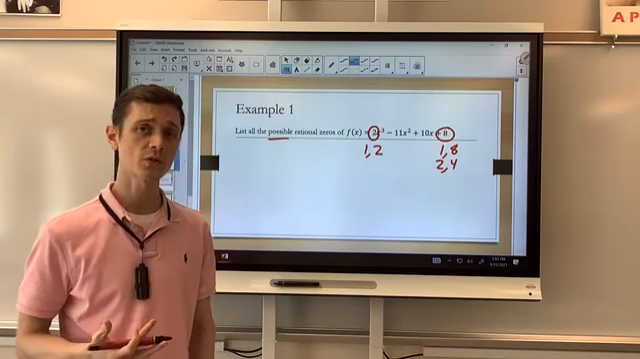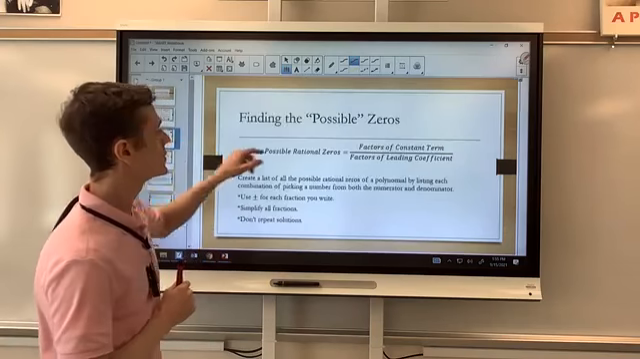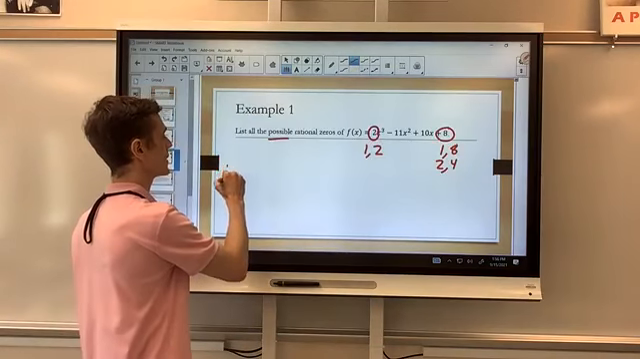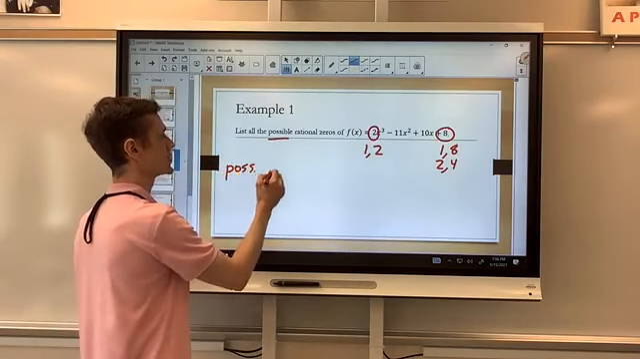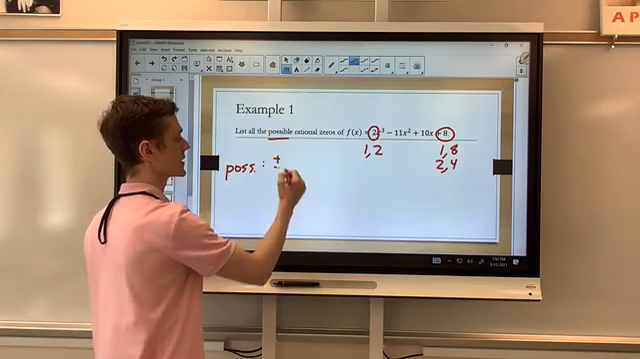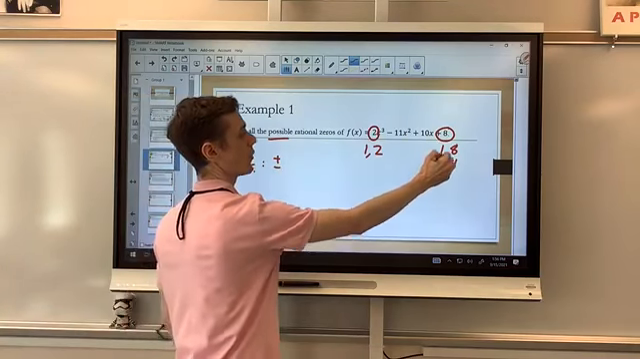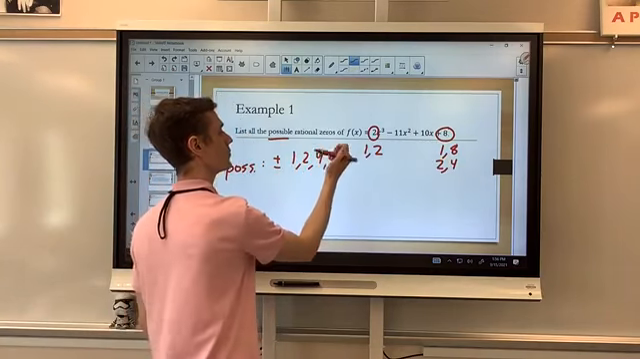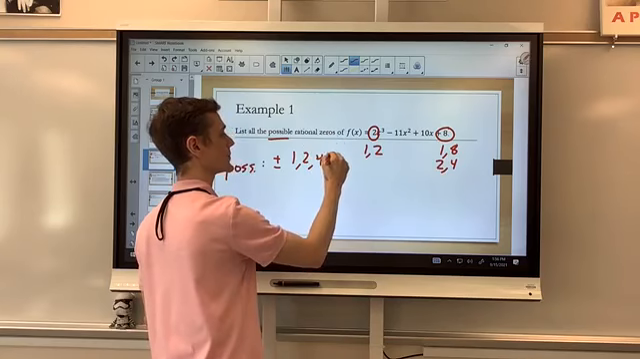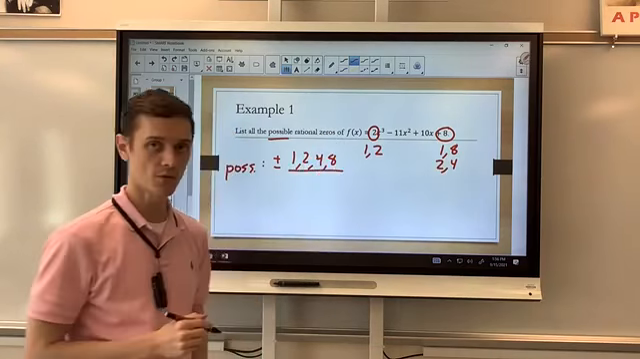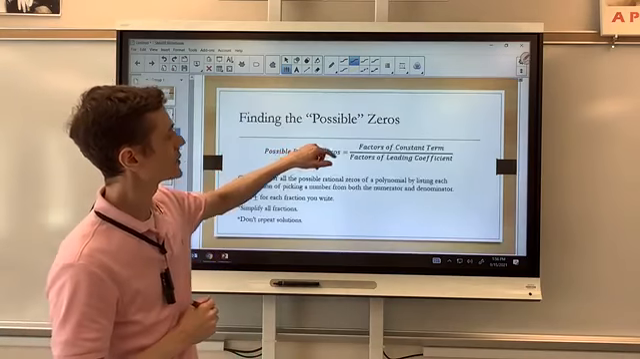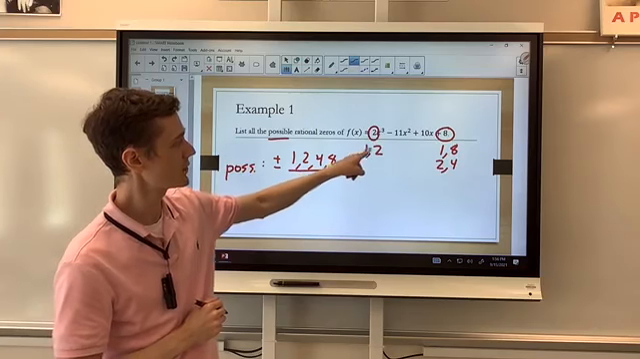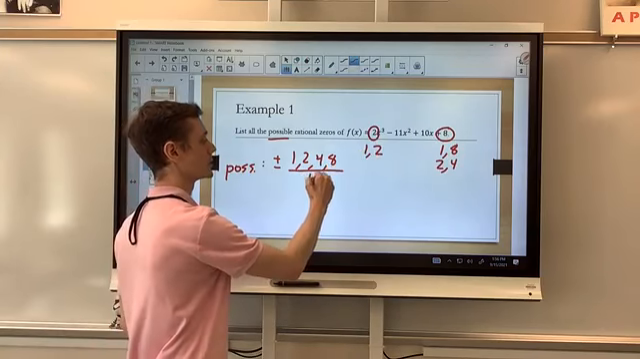So what we want to do is create a list where the numerator is the factors of the constant. So I'm going to write for myself that my possible zeros are plus or minus 1, 2, 4, and 8. Those are the numbers I'll put in the numerator. And then in the denominator of the fraction, we put the factors of the leading coefficient. That was the 2 in this case. So my only factors of 2 were 1 and 2.